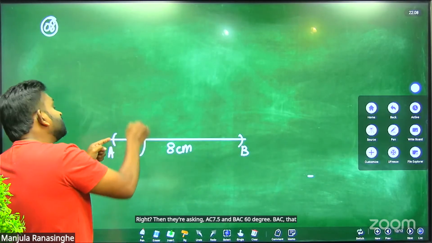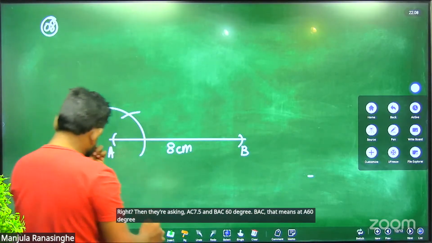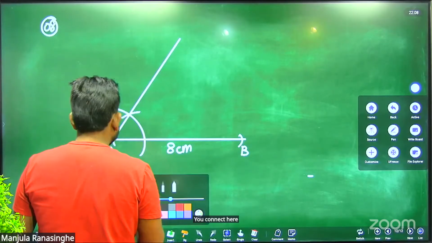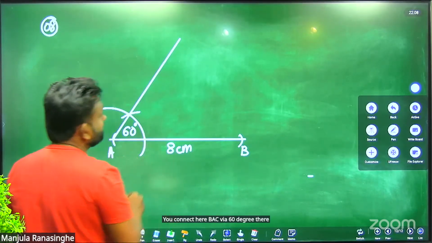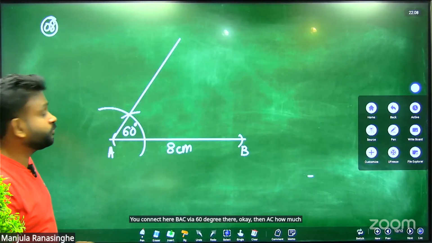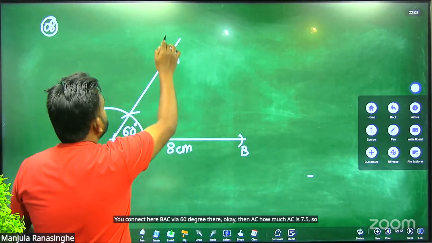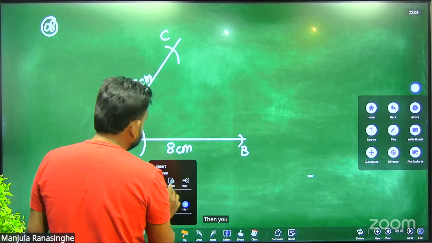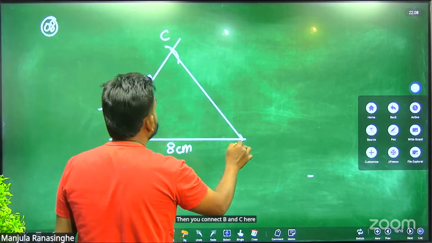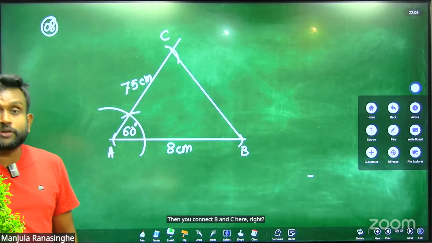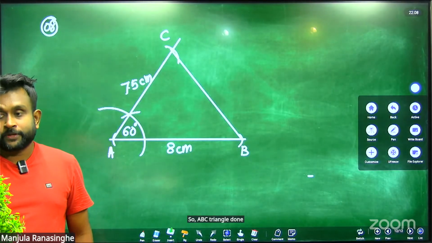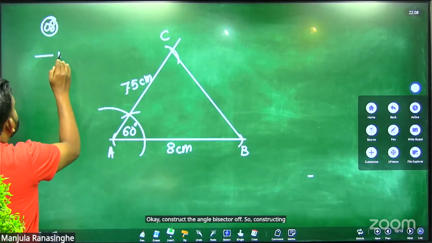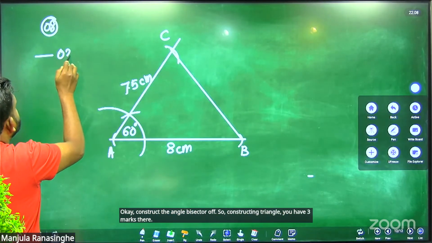BAC means at A you create 60 degrees. Keep an arc there, and then you connect here BAC, 60 degrees there. Then AC how much? AC is 7.5. So you take here 7.5 centimeter length. Then you connect B and C here, right? So triangle ABC is done. So constructing the triangle, you have 3 marks there.